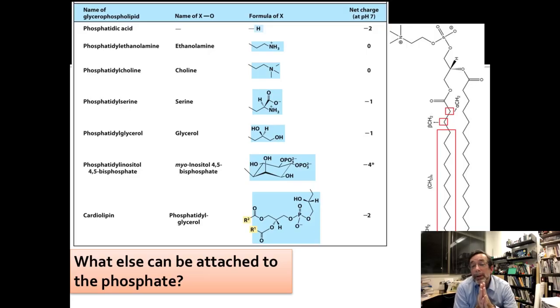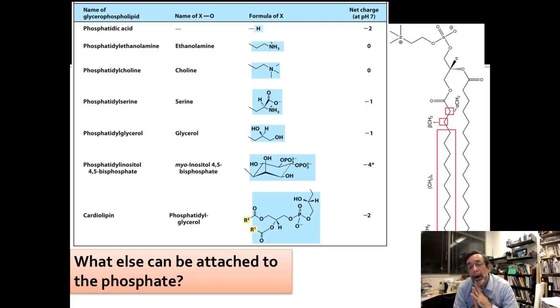This is a sugar you did not have to memorize, but you might run across it in cell biology. And it turns out that it's a sugar with 2 phosphates on it. Each of those phosphates has a -2 charge. So this ends up being a net charge of -4. That's more complicated than I want you to necessarily memorize or remember. The other things are much simpler.